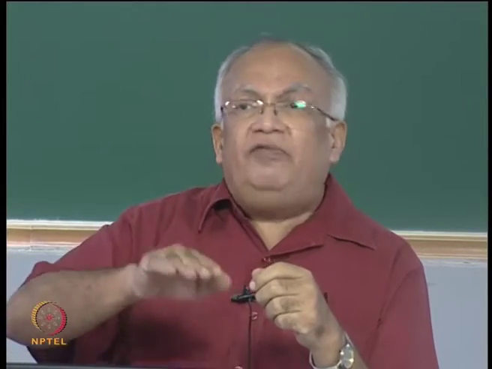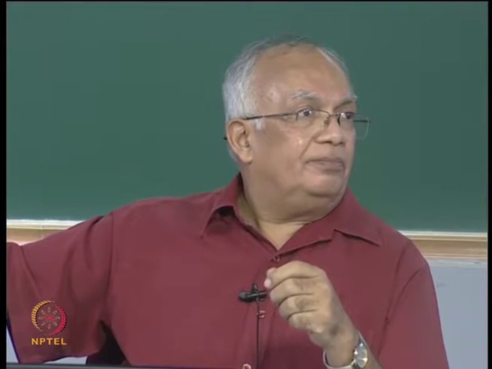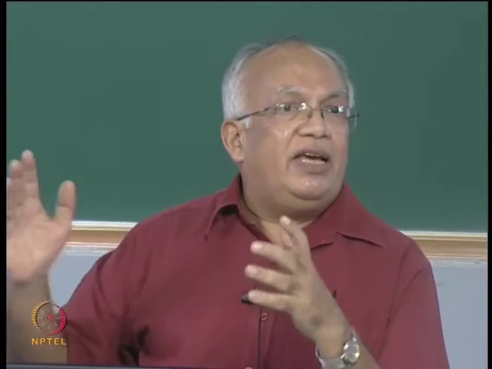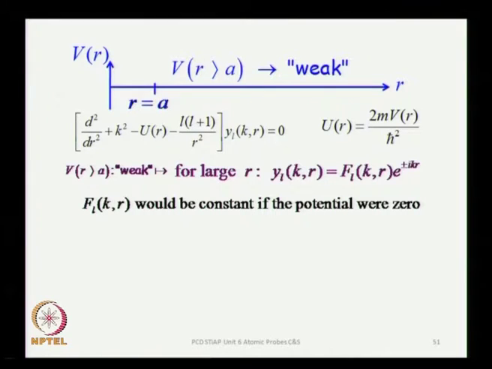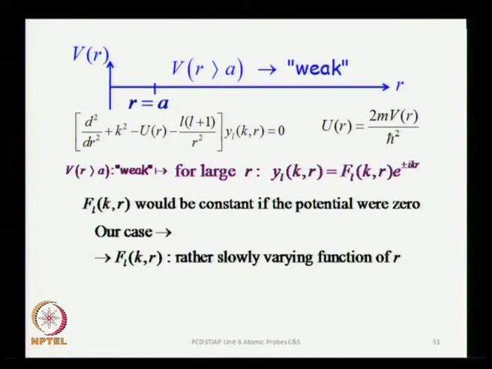If it is only weakly dependent on r, it will have very gentle ripples over a constant line. Okay, that is what is meant by a weakly dependent function. So f is a weakly dependent function of r, it would in fact be a constant if the potential were 0, and this is the case that we are considering.